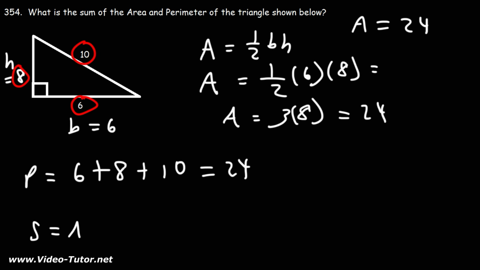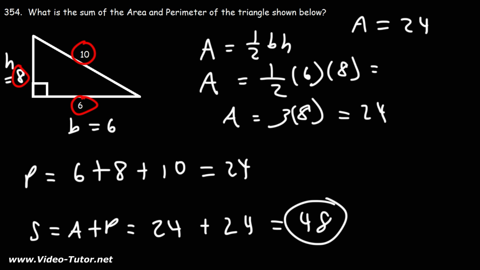Now we want to find the sum of the area and the perimeter. The area is 24 and the perimeter is 24. So the sum of those two values is 48.